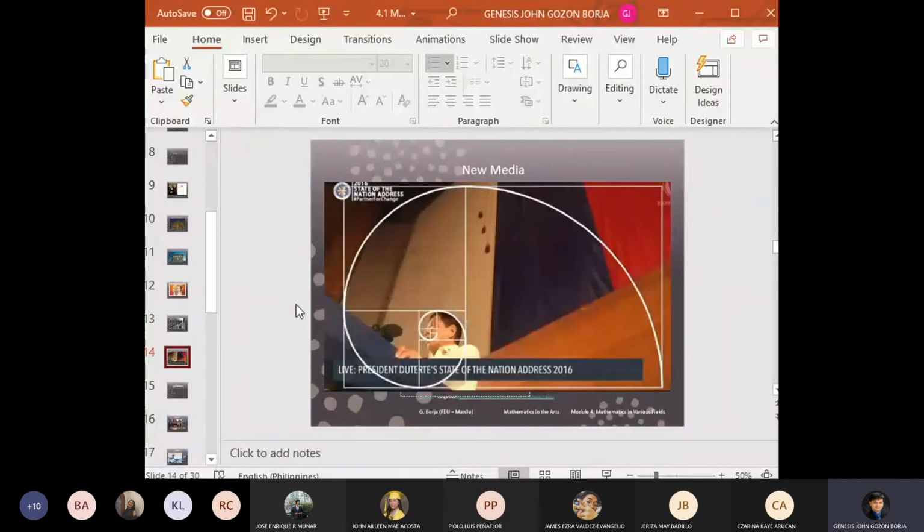And then in the new media, so this is an example. During the 2016 State of the Nation address, this was actually the first State of the Nation address, or SONA, of President Duterte. I think the director was Brillante Mendoza. And if you can see, one of the frames actually follows the golden ratio, where the camera was angled in such a way that the golden spiral will start from the head or from the face of President Duterte. Okay, so aesthetically, this is pleasing to the eyes because this follows the golden ratio. Okay?